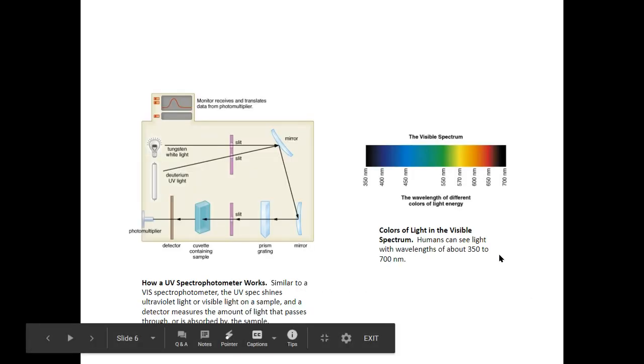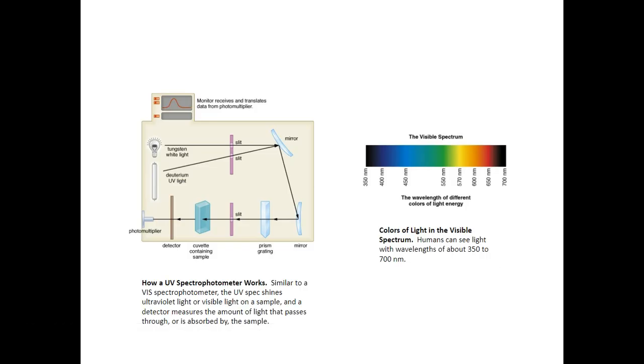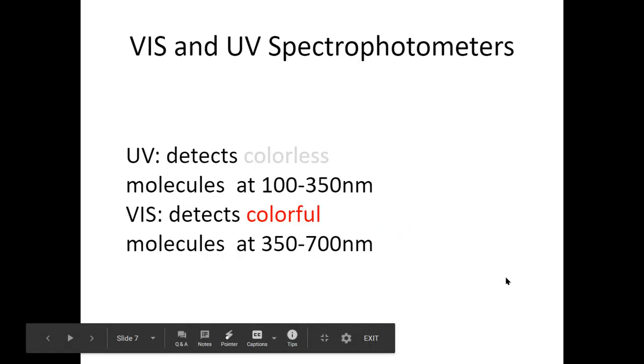Similar to a VIS spectrophotometer, the UV spec shines ultraviolet light or visible light on a sample, and a detector measures the amount of light that passes through it or is absorbed by the sample. And there are our colors of light in the visible spectrum, the electromagnetic spectrum. Humans can only see light with wavelengths of about 350 to 700 nanometers.